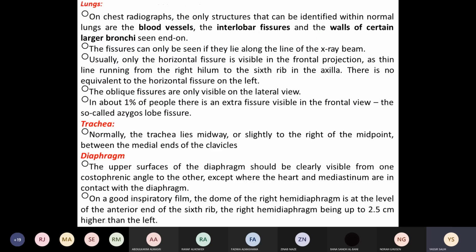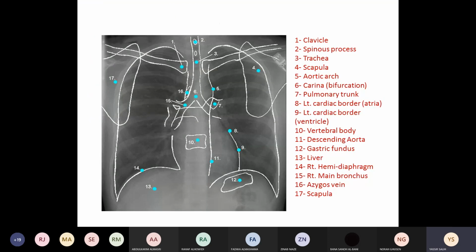What are they? First, blood vessels. You can see the blood vessels within the lung field. The lung is lucent but blood vessels are opaque. Here, these are the blood vessels, the white lines. This is normally seen in a normal chest. So if we remove these shadows, these opacities, this is a normal lung.